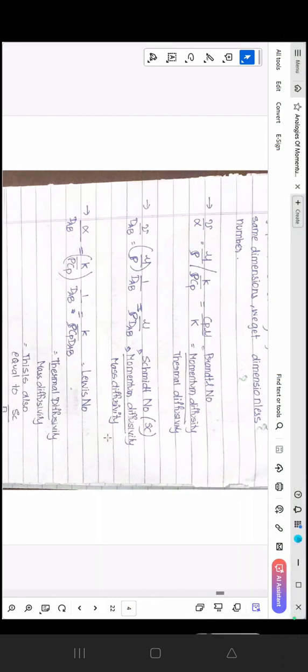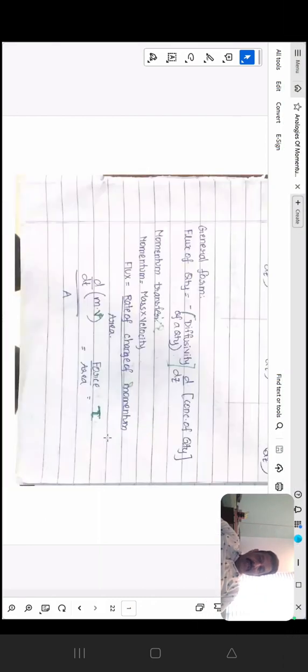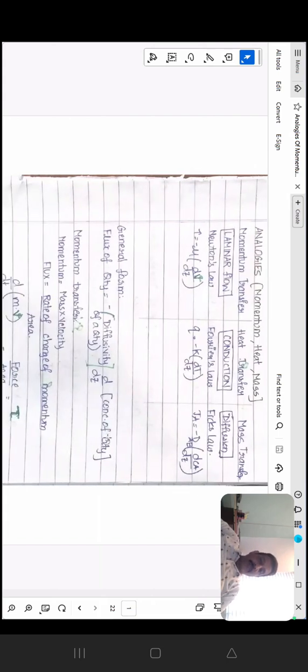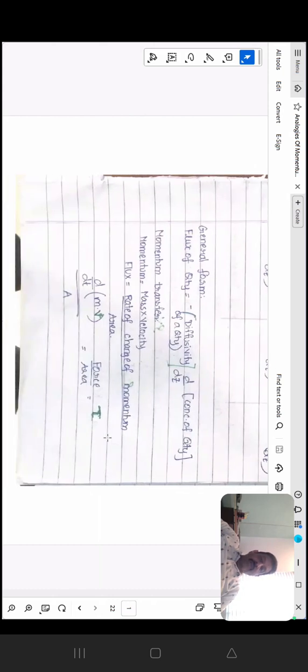So what are we trying to do? We are just trying to find a general relation between momentum, heat and mass transfer. We considered laminar flow, conduction and diffusion. We wrote down the basic laws and we are trying to fit them into a general form. What is the general form? Flux is equal to the constant of proportionality into the driving force, or the concentration gradient. Concentration gradient is the change in concentration of a quantity for a small distance dz in a direction normal to the flow.